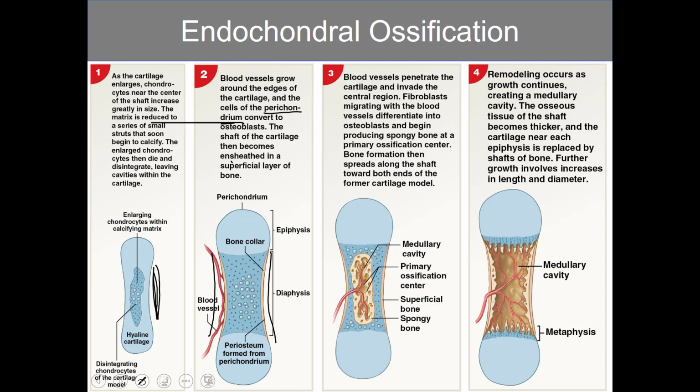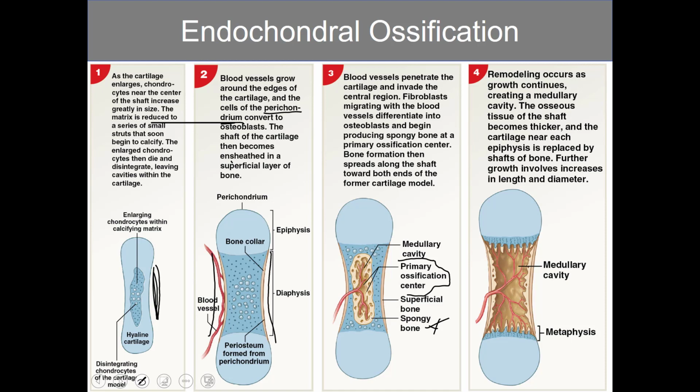And the third step, the vasculature penetrates the cartilage and invades and branches within the middle of the diaphyseal region. Fibroblasts that migrate with the vasculature differentiate into osteoblasts, and you get the production of spongy bone within the diaphyseal region of the long bone. The spongy bone is located at the primary ossification center. We see that right here. Eventually, ossification is going to spread along the shaft towards the ends of that cartilaginous model.